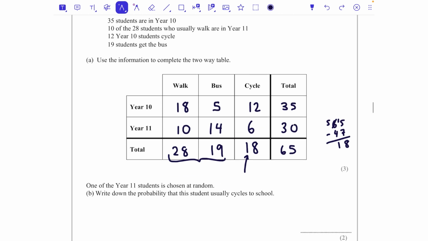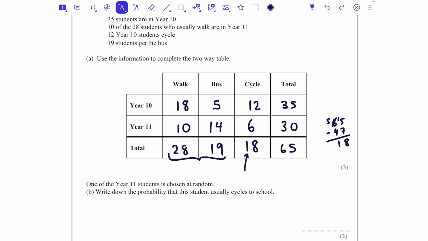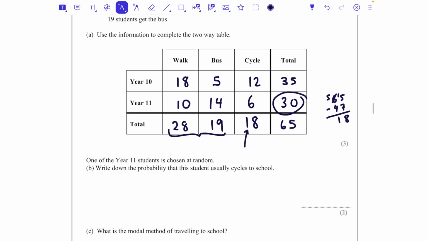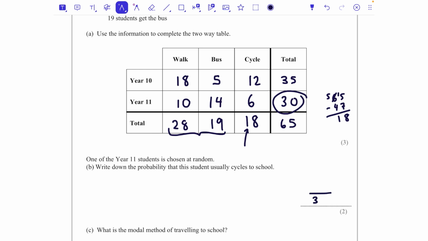Great. One of the year 11 students is chosen at random. Write down the probability that this student usually cycles to school. So we're only picking from year 11 students, and there are 30 year 11 students. So this is going to be out of 30. What's the probability they cycle to school? 6. There are 6 year 11s that cycle to school out of 30 year 11s. If I said I'm going to pick a student at random, then it's going to be out of 65. But if I'm only picking from the year 11s, then it's out of 30.